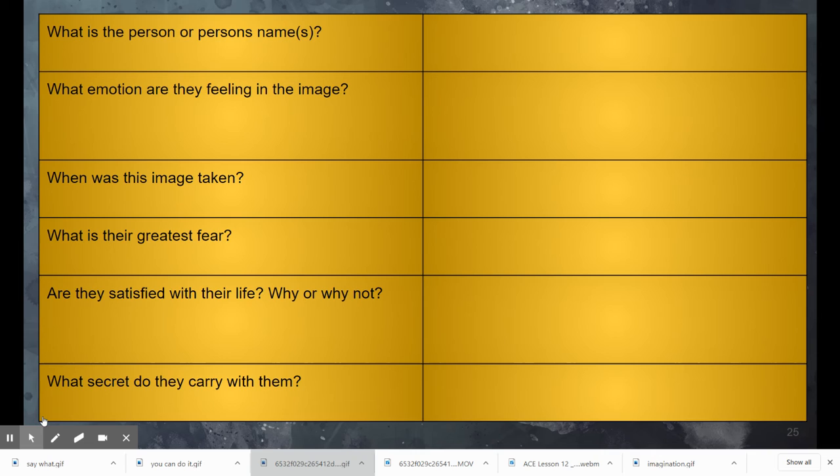So at least do this for your own main character. Have an idea of who they are, what they're going through, what they feel. And in that moment, the moment that you're writing about, that's the image of them. What is their greatest fear then? When did this happen? What secrets do they carry with them? Even if you don't use it in your own narrative, it's a great idea to have this background. It does help develop your character.